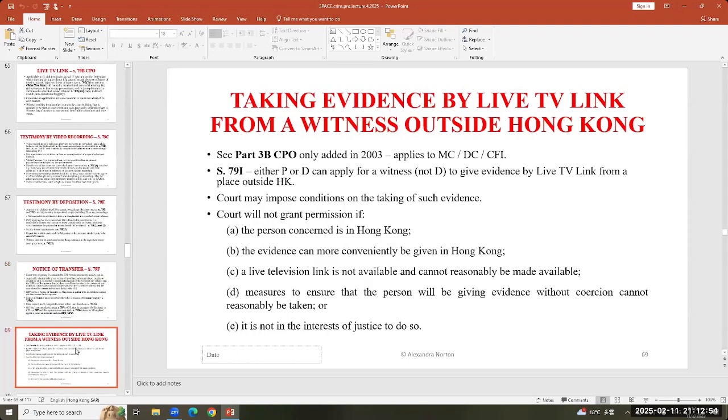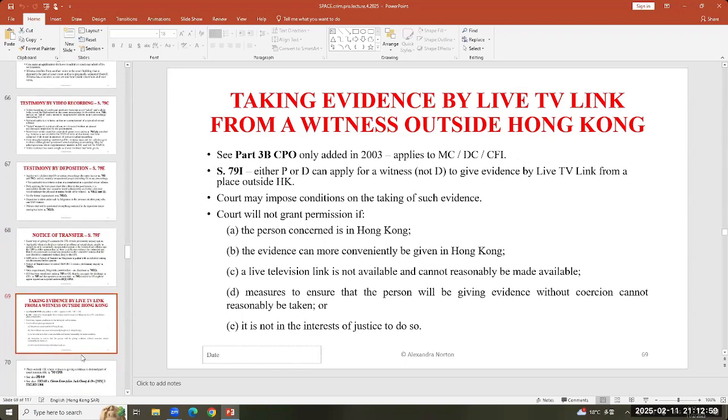And then a more recent provision is 79I. This was used a lot during COVID, remember, where witnesses are unable to travel to Hong Kong to testify live in the courtroom. So they are permitted to give evidence outside of Hong Kong under Section 79I. But it doesn't apply to the defendant. So the defendant can't go off on holiday and ask if he can testify from his vacation home.